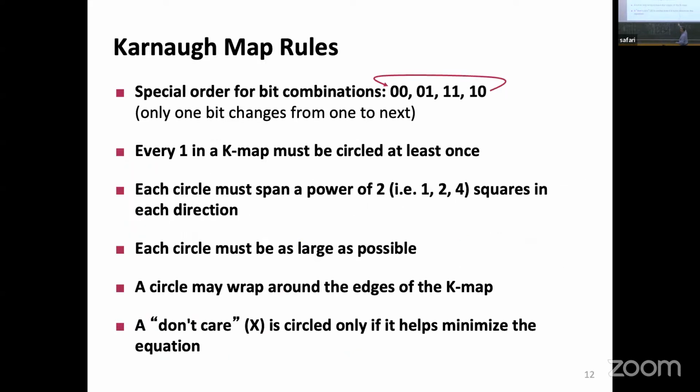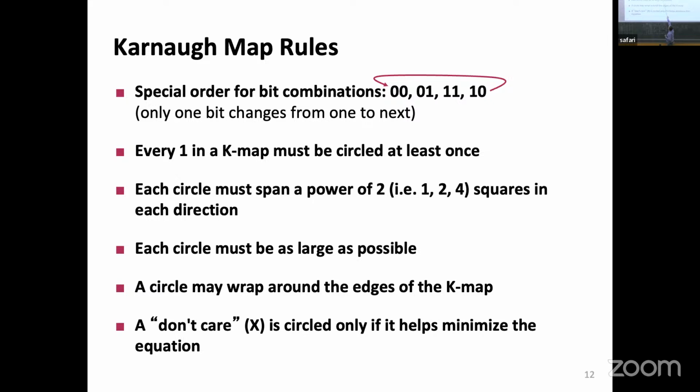Karnaugh map rules. Special order for bit combinations, so 0 0, 0 1, 1 1, 1 0. If you really want to be a rebel, there are rebels on that side, you can also go 0 0, 1 0, 1 1, 0 1. Doesn't matter. It's just that only one bit changes from one to the next.